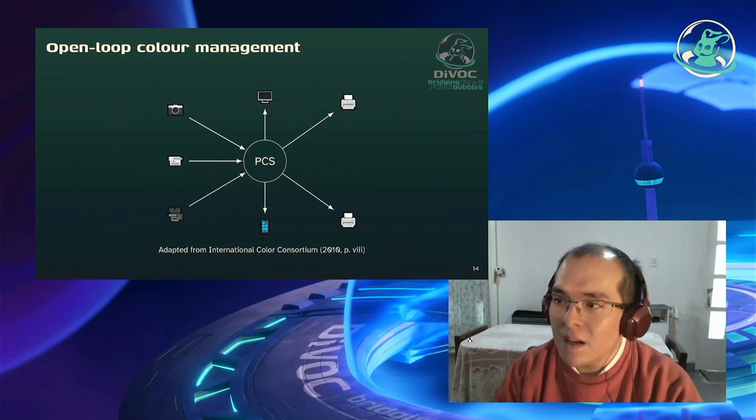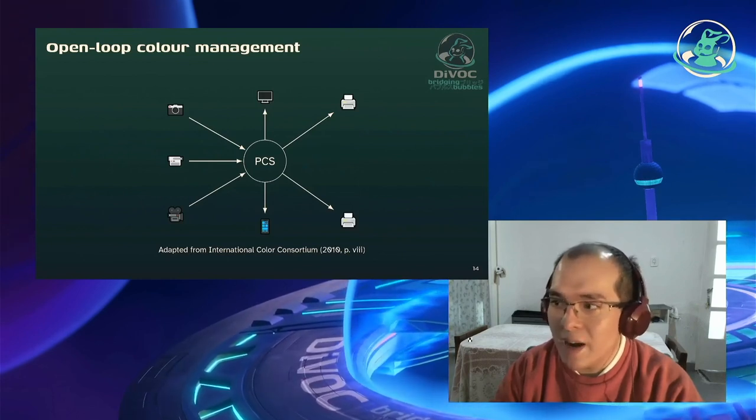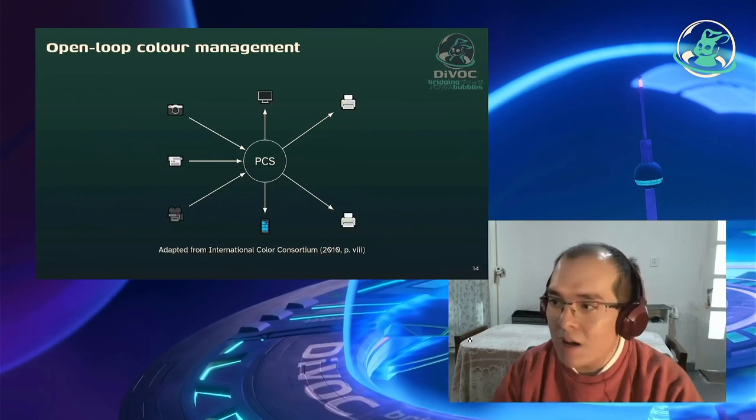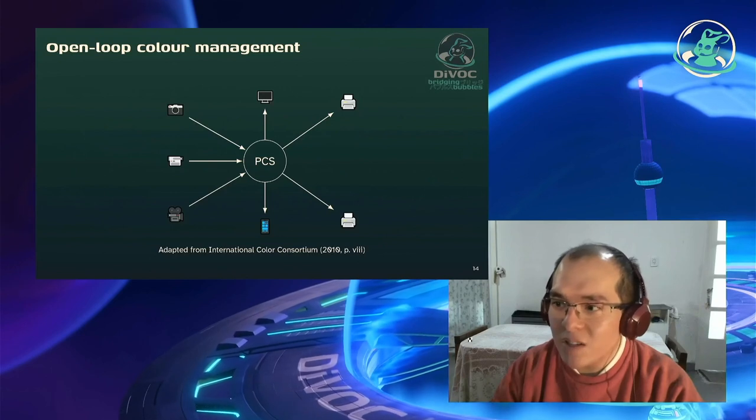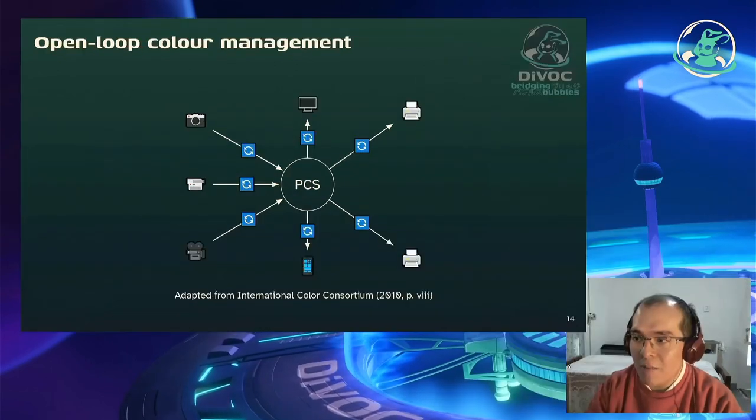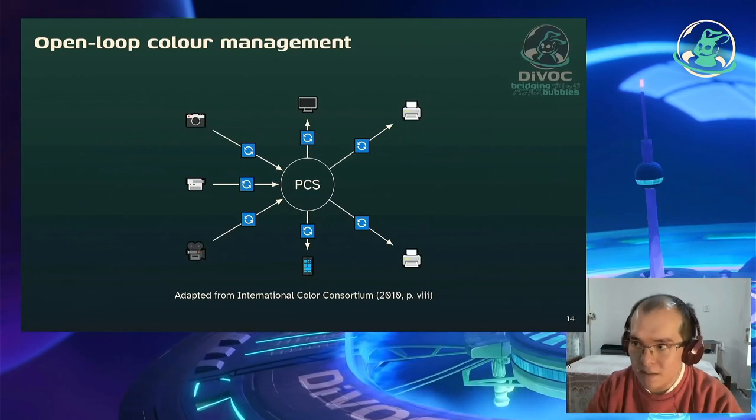For instance, instead of making one set of transformations to go from a camera to a scanner or from a scanner to a printer, we only define a single transformation from the camera to the PCS and from the PCS to the destination device.